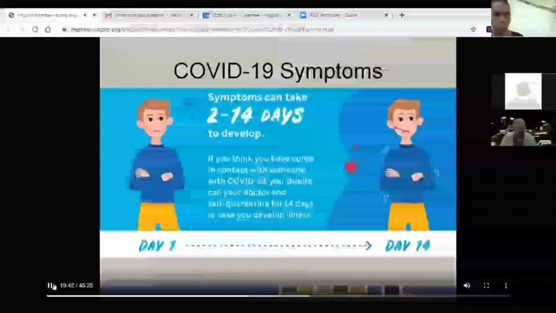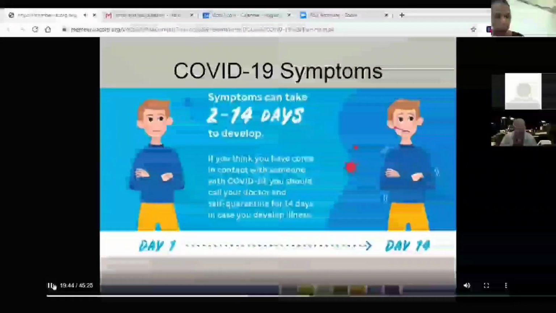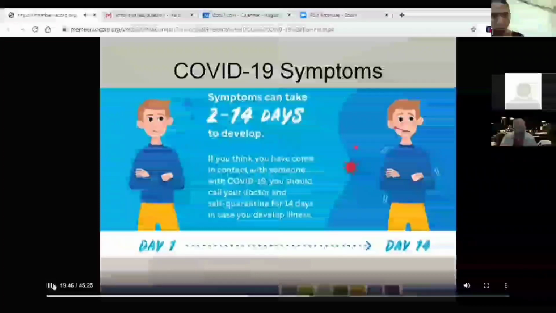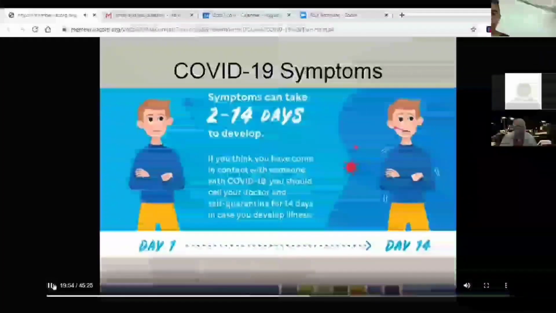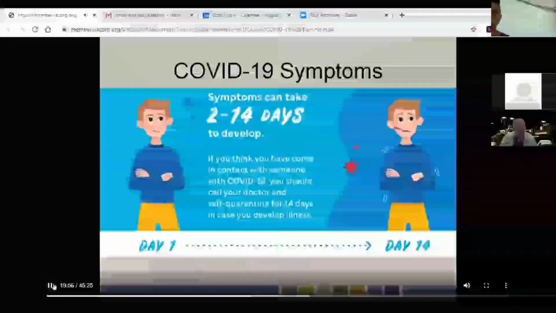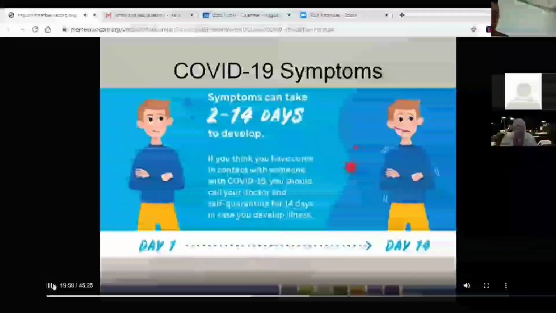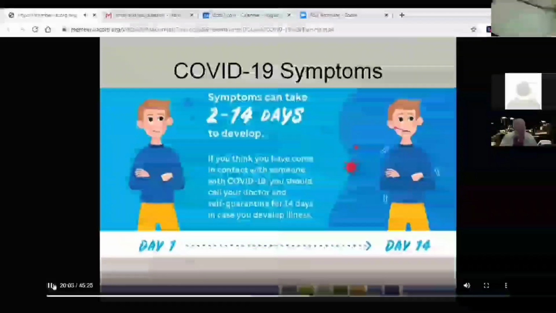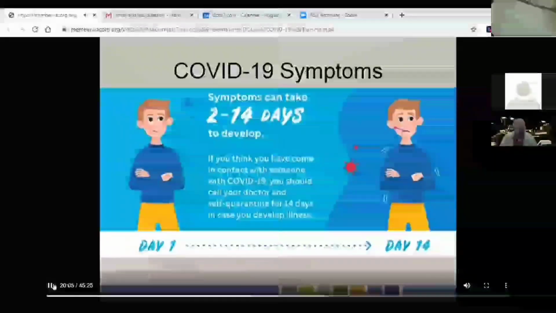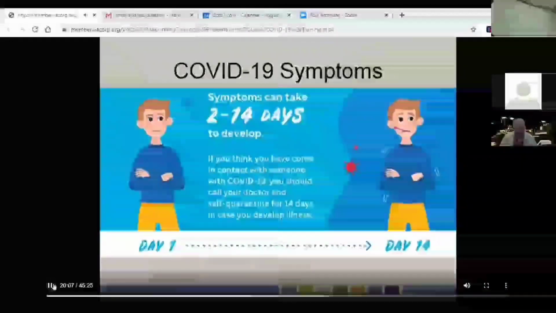And it's important for us to point out how these symptoms can manifest themselves. And this, in a nutshell, is why it's such a difficult thing for people to manage and for some people to take seriously. The symptoms can take between 2 and 14 days to develop. So you may very well have someone who's positive for the virus that's running around feeling great. He's felt great for the last 2 weeks, all this time being positive for the virus.